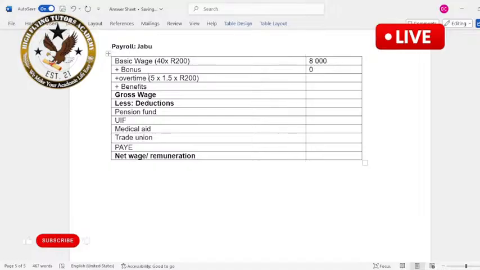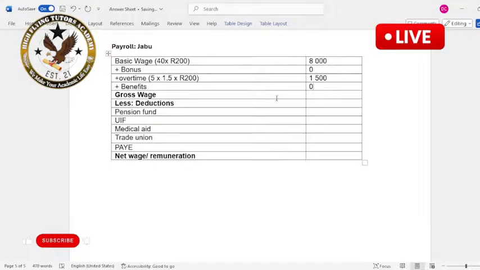How much? 1,500. Okay, 1,500. And then on the question, they never said anything about benefits, so there are no benefits here. We put 0 right there.